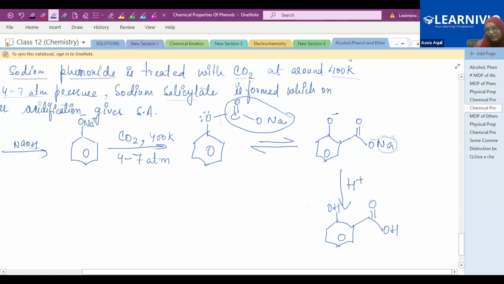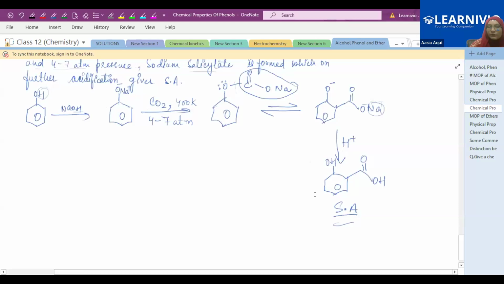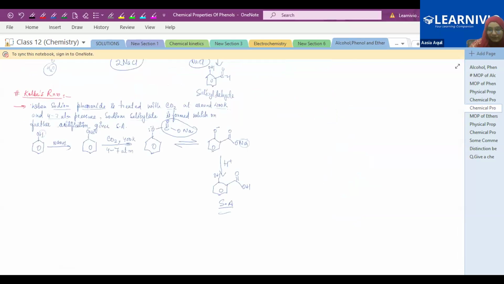So what is this? This is a COOH. What is this? This is your phenol. When on the ortho position of the phenol there is a carboxylic acid group, COOH group, it is known as salicylic acid. So that's the whole mechanism. That's how you will convert the phenol to the salicylic acid.